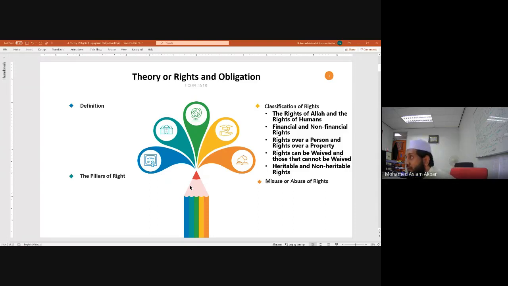Then we talk about the rights of Allah, the rights of human, and then we talk about financial and non-financial rights, and then we talk about rights over a person and rights over a property, and then rights can be waived. Some of them can be waived, some of them cannot be waived. And then we have the heritable and non-heritable rights. Some of the rights might come from your father, from your grandfather. So these are heritable. Some of them are non-heritable.